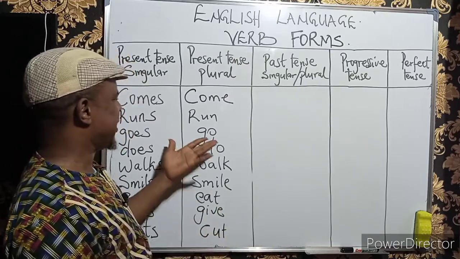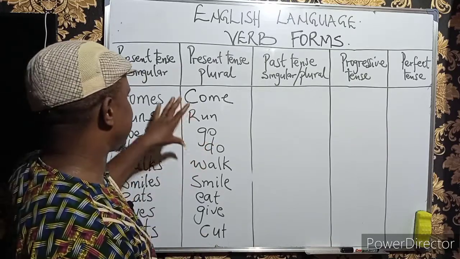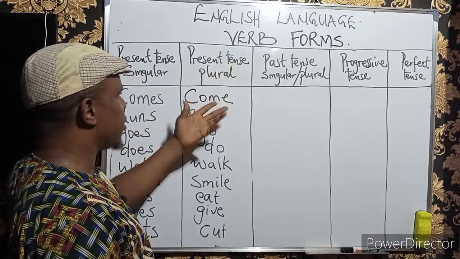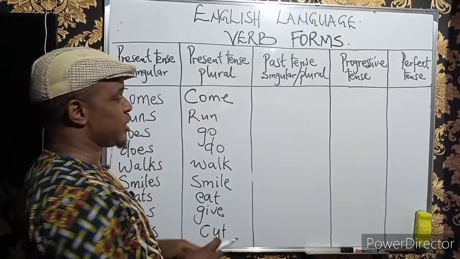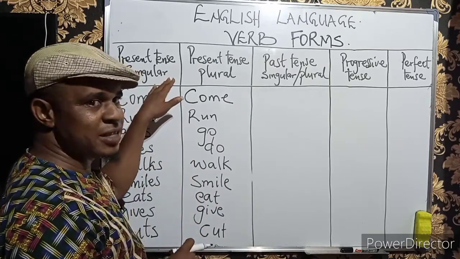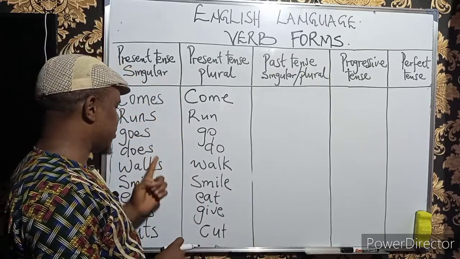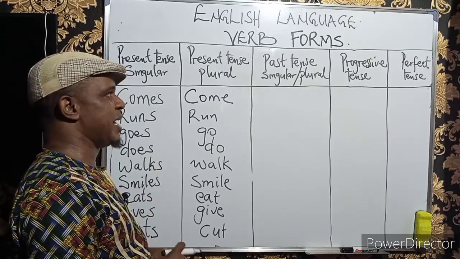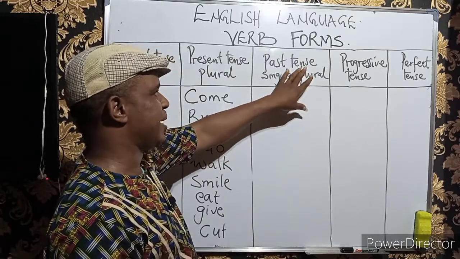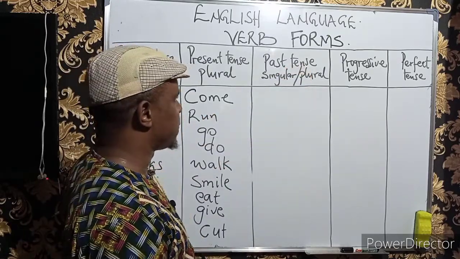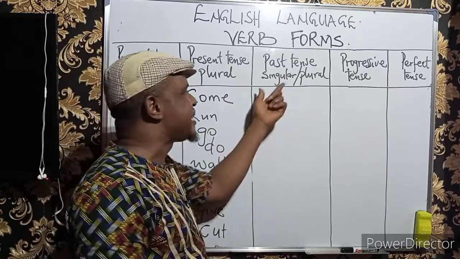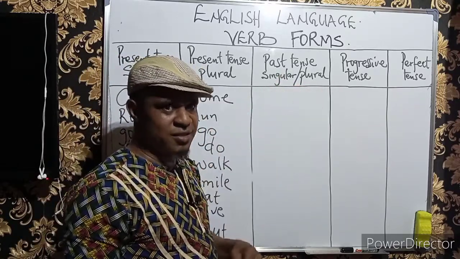Now, let's take note of the fact that these forms of the verbs are present tense actually, but they are in their plural forms. That's why we've removed the s. In their singular forms, like I said, there must be the presence of the s because they are in their singular forms. All right, we come over to this column where we have the past tense forms of the verbs. And in this column, they can be used as singular or plural in sentences.